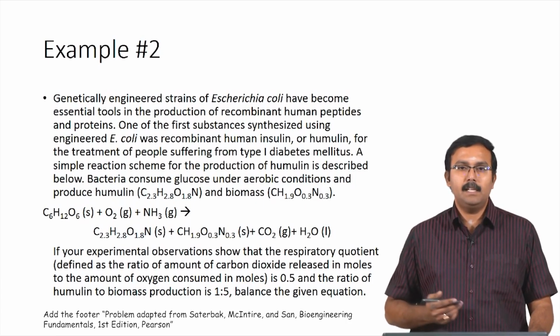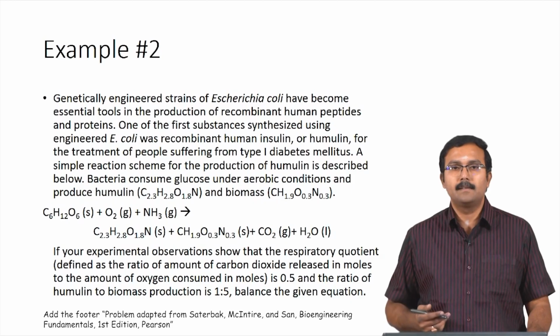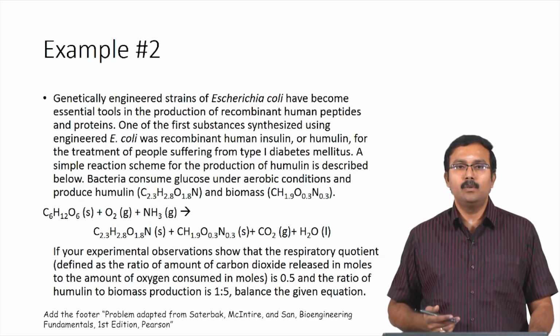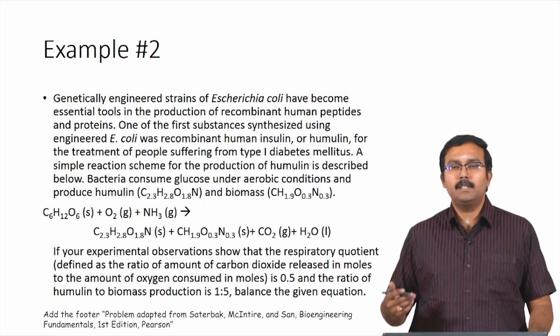The bacteria basically consumes glucose under aerobic conditions and produces humulin and also grows to form biomass. So, the reaction is given as glucose plus oxygen plus ammonia forms biomass and humulin, carbon dioxide and water.